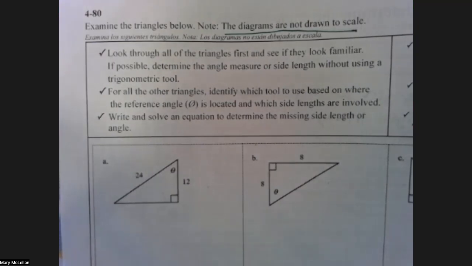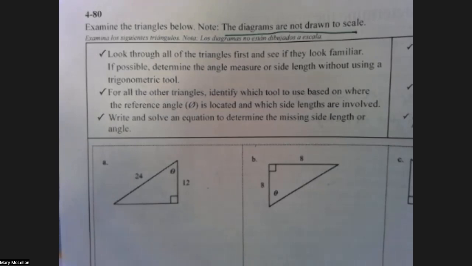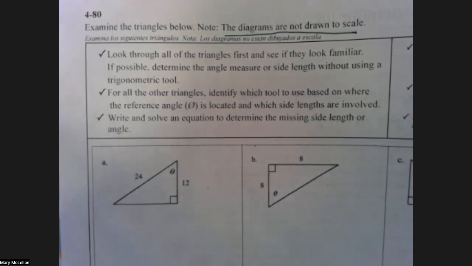I'm going to read them through all the way. Okay. For all the other triangles, identify which tool to use based on where the reference angle, theta, is located and which side lengths are involved. Write and solve an equation to determine the missing side length or angle.